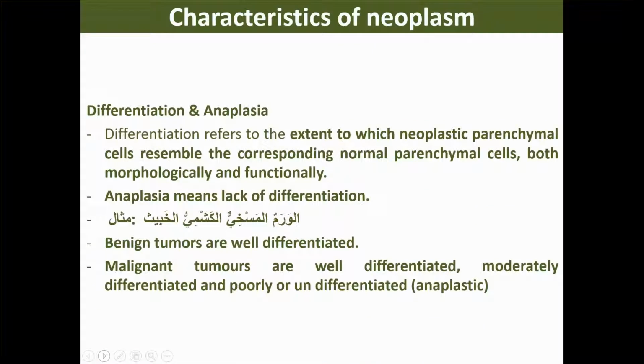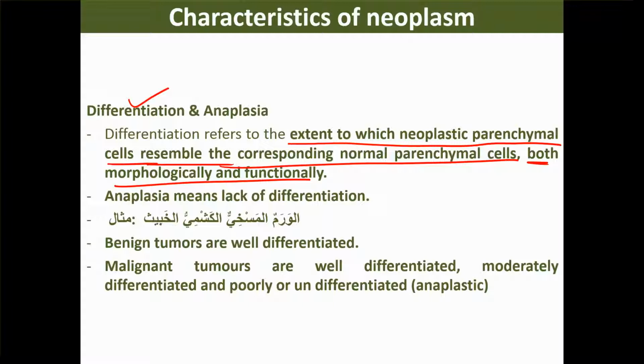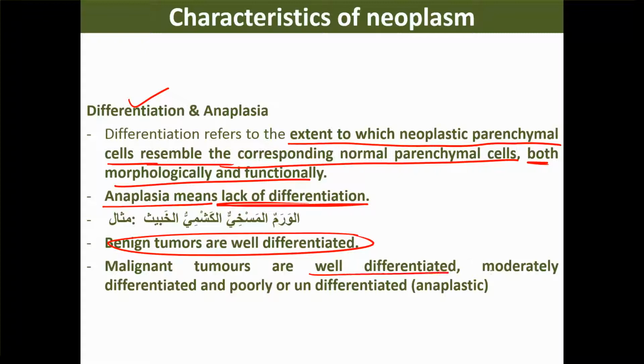Now coming to the characteristic features of neoplasm, the first terminology we are going to discuss is differentiation. Differentiation means the extent to which the neoplastic parenchymal cells resemble the corresponding normal parenchymal cells both morphologically and functionally. If they are 100% matching, they are called well differentiated and they are benign tumors. Benign tumors are most of the time well differentiated. Anaplasia means a complete lack of differentiation, which means they are totally undifferentiated. Malignant tumors may be well differentiated, moderately differentiated or poorly differentiated, but if they are anaplastic, which means undifferentiated, we have to suspect malignancy because most of the malignant tumors are undifferentiated.